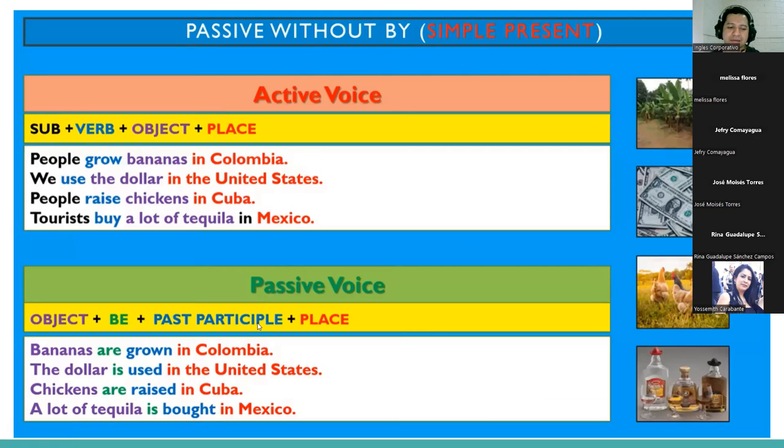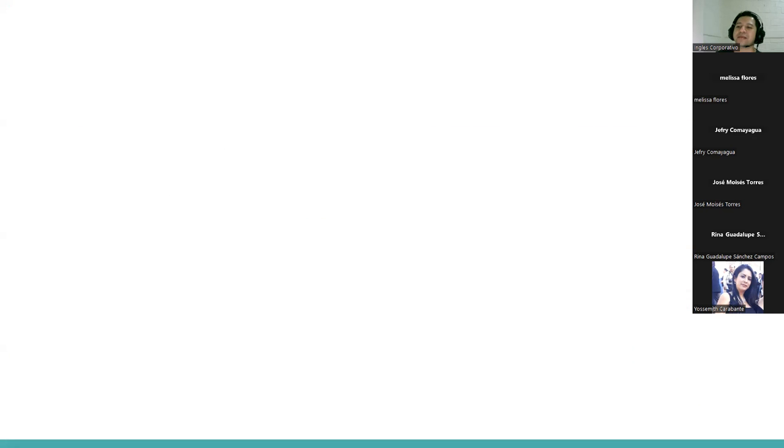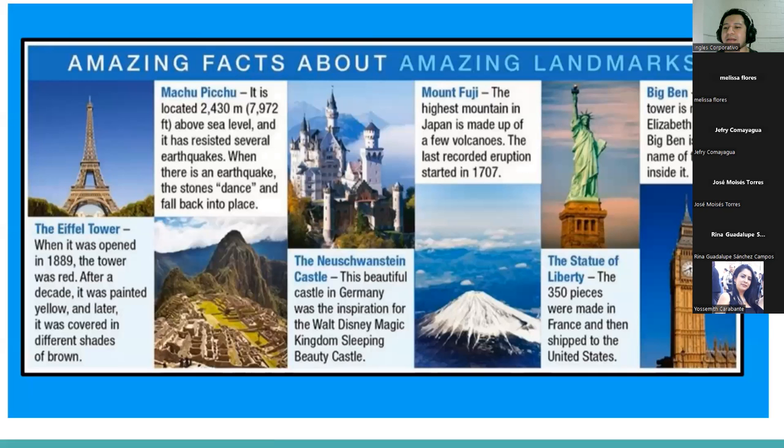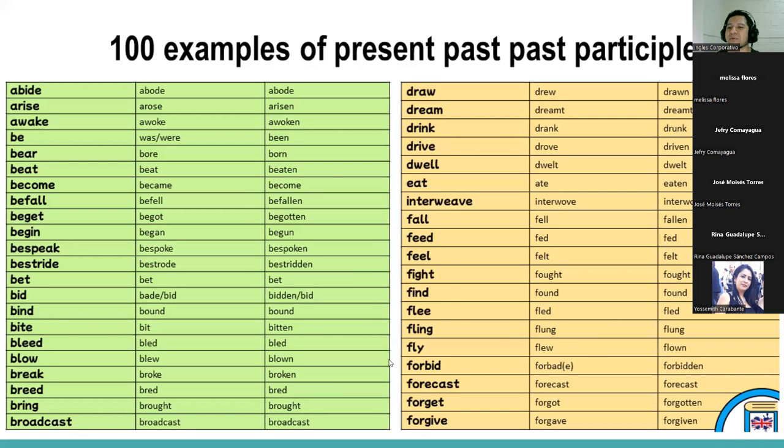¿Cuál es el pasado participio de escribir? Wrote. That is the past. Written. Yes, exactly. If you go to a dictionary, for example, or an English book, and you look at the past participles, you will see the present, the past, and the past participle. For example, some are the same, like bet, bet, and bet. But there are others like begin, began, and begun. They change. They are irregular verbs.